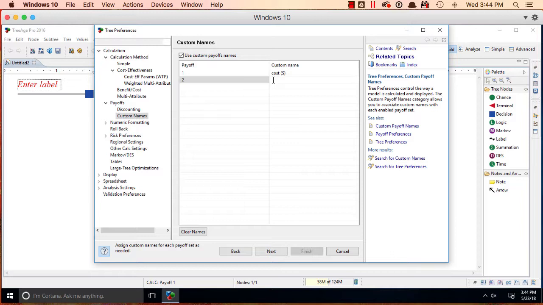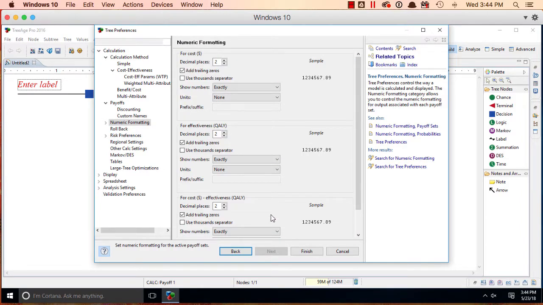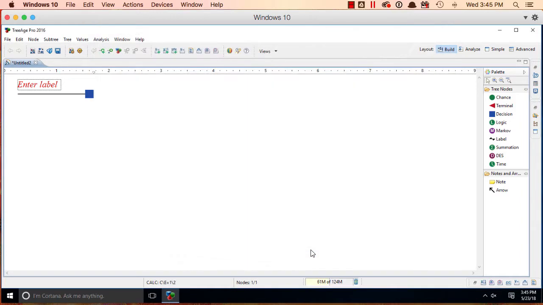Earlier in the wizard, this part of the wizard will set the first payoff as cost in dollars, the second payoff as effectiveness in quality adjusted life years. Just label them, so cost, usually just label currency. You can see in the sample it puts a dollar sign in front of it, and for effectiveness, add a custom suffix for quality adjusted life years, and in the sample you can see it will label quality adjusted life years after the effectiveness metric.